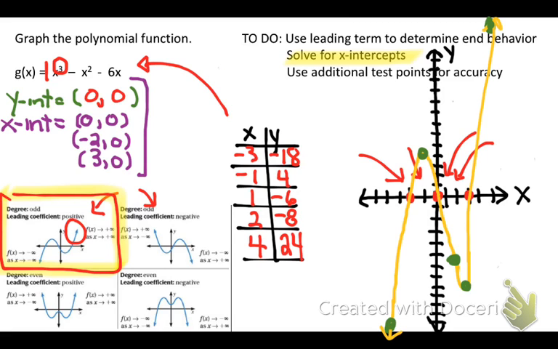I plotted the values from our table in green, and I connected them as best I could on the graph. You'll notice it does look like this graph on the far left, and that it intersects the x-axis 3 times. And we said it could intersect the x-axis up to 3 times because we had a degree of 3.